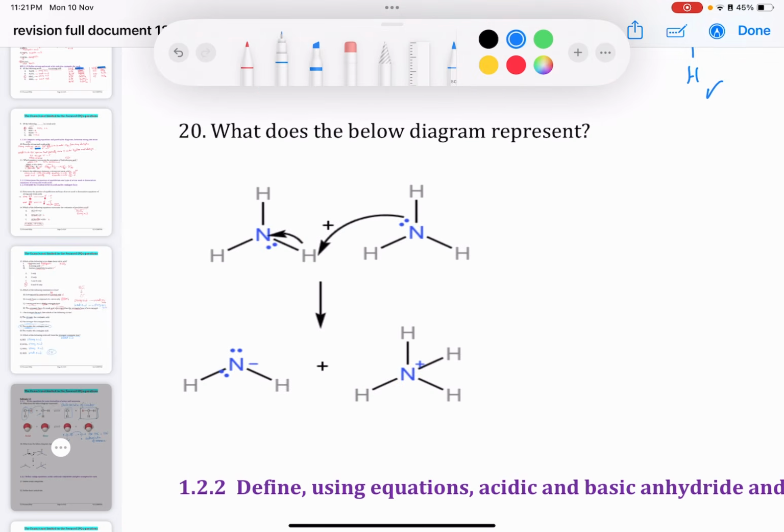So what does the below diagram represent? This is ammonia plus another ammonia. One is giving a proton to the other one. So that is the auto-ionization of ammonia.